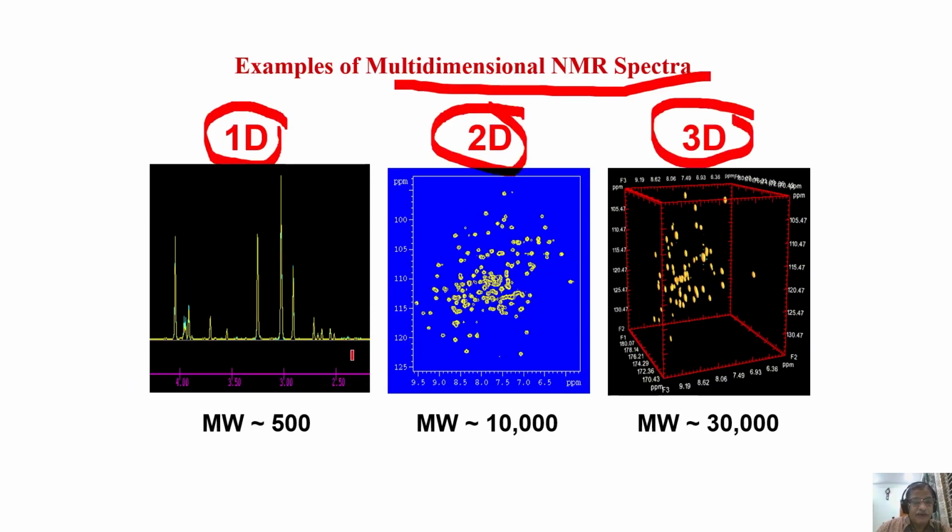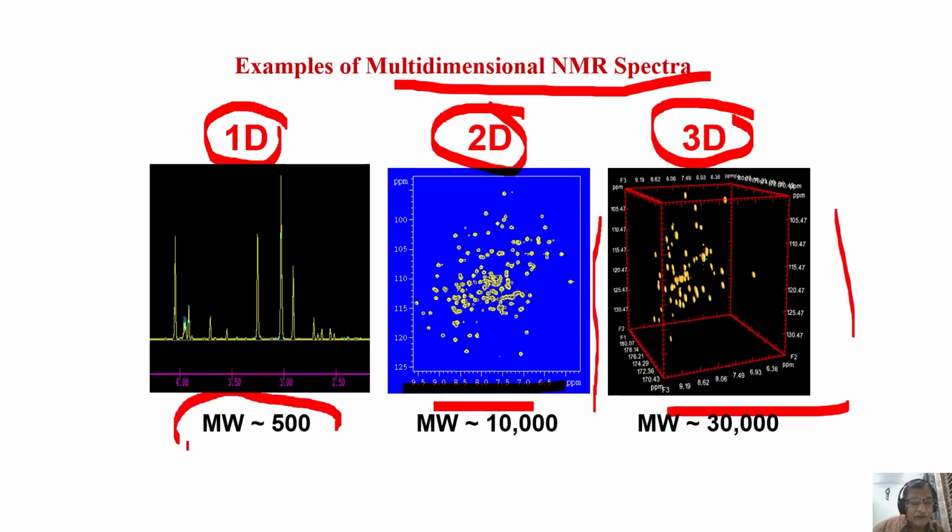In a one-dimensional spectrum, we have a frequency domain along this axis, the chemical shift, and only peaks here. In 2 dimensions, you can have one frequency domain here and another frequency domain here. In 3 dimensions, one here, and one in this direction. And this is what is written here.